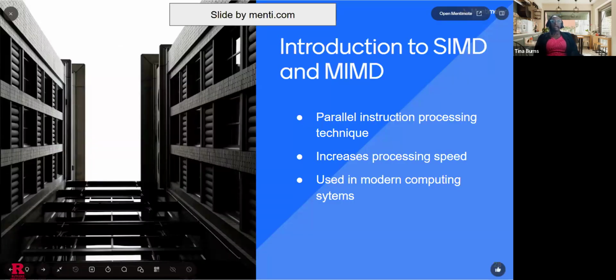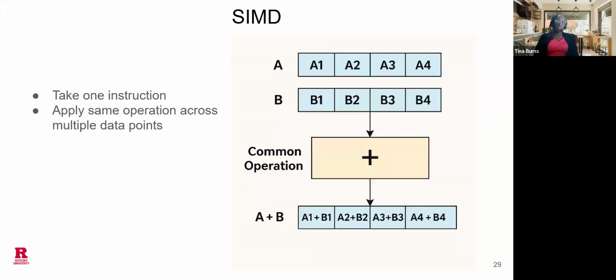SIMD and MIMD are both parallel instruction processing techniques, and they help you increase your processing speed. They are used in modern computing today, right? Basically, instead of using just one data point, I'm going to use more than one, and there are multiple ways that you can do that.